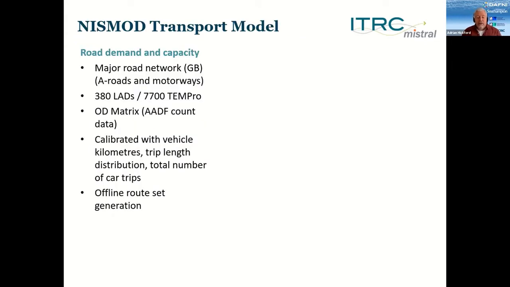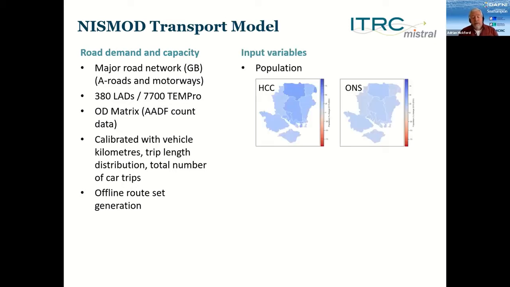The transport model is based on the British road network. It's got underlying data which mirrors the Department for Transport's counts and estimated flows on the major routes. And there's an associated origin destination matrix, which is used to calculate and generate future route choices. The model is designed to assess the impact of a number of input variables, such as population change over time.